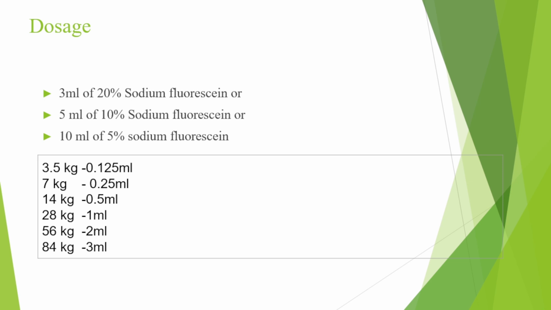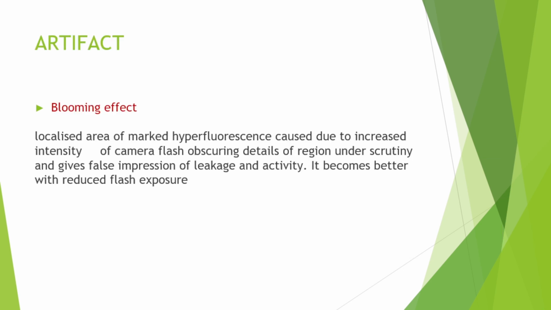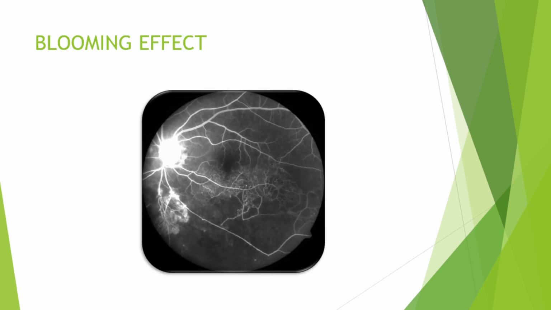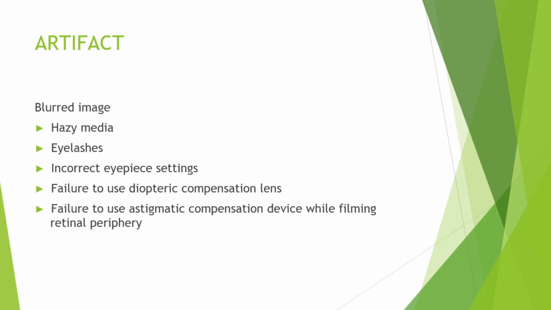Coming to the dosage, here we give 3 ml of 20% sodium fluorescein, or 5 ml of 10% sodium fluorescein, and 10 ml of 5% fluorescein can also be used. According to the weight, the volume is calculated. Coming to the artifacts, one of them is the blooming effect, which is due to increased intensity of the camera flash. It can cause marked hyperfluorescence, which can be mistaken as leakage. There can also be blurred images, which is due to hazy media.